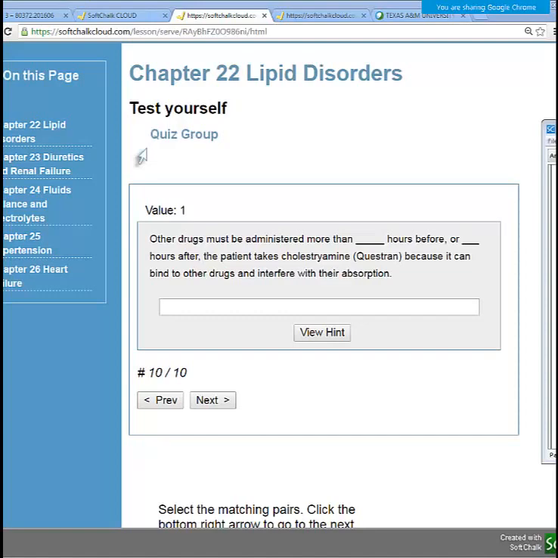And so when you're taking other drugs with this, it may bind those drugs. So other drugs must be administered 2 hours before or 4 hours after the drug. And people will use this also in patients, you know, for other reasons, but it's used for cholesterol too.